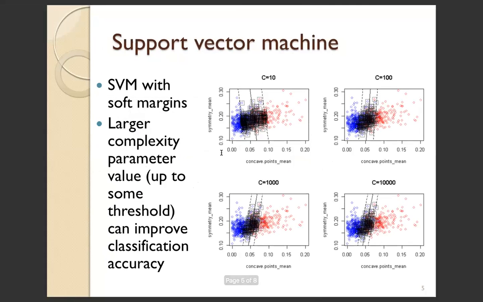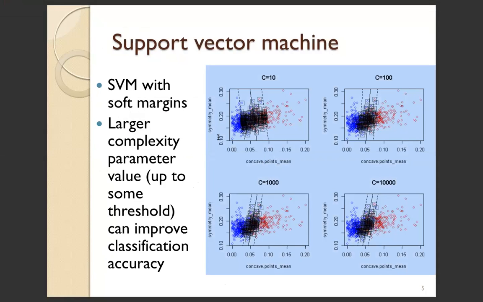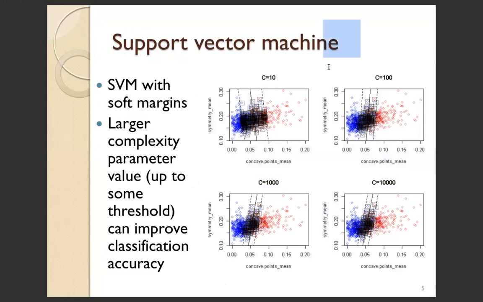Okay, now, if you only rely on hard margins, it's very rigid. The support vector machine will not be so useful, because most of the time, for real data, you'll come across overlaps. So here you can see this is the example with the Wisconsin breast cancer data. You recognize the concave points mean and symmetry mean. So this is just an example for illustration. Because of that, they have something called soft margins.